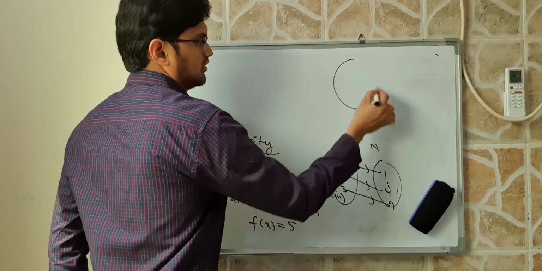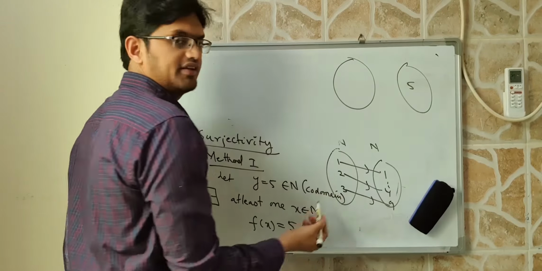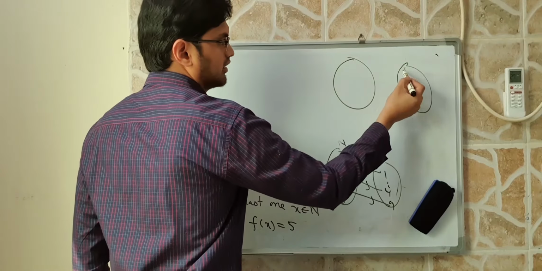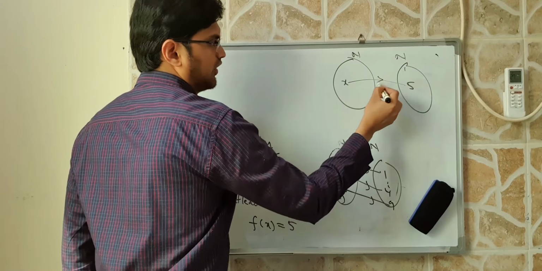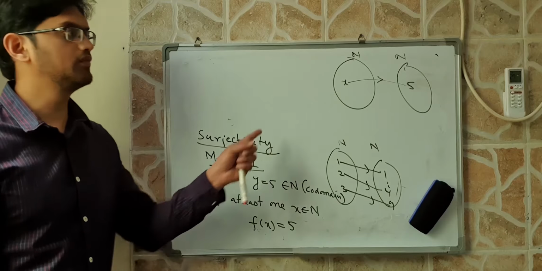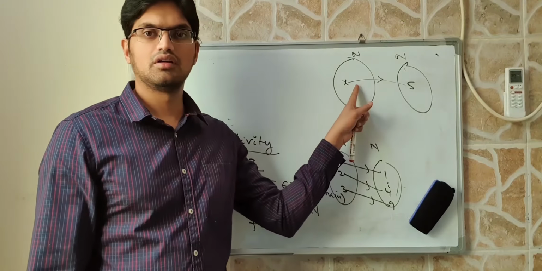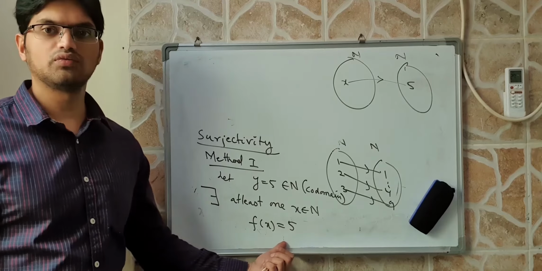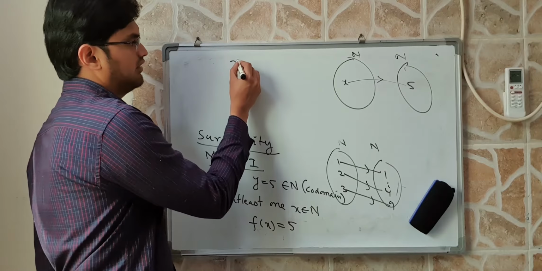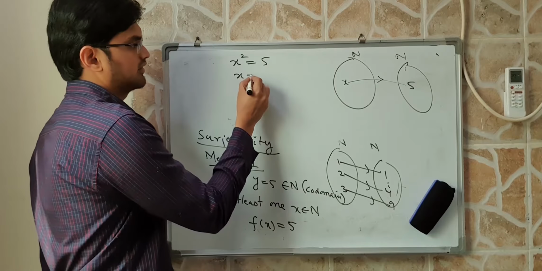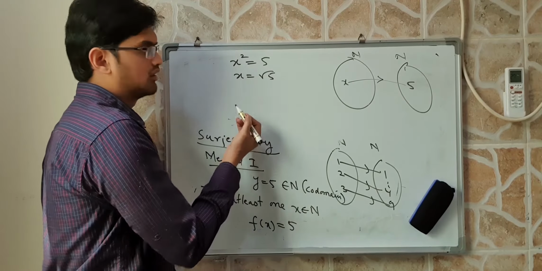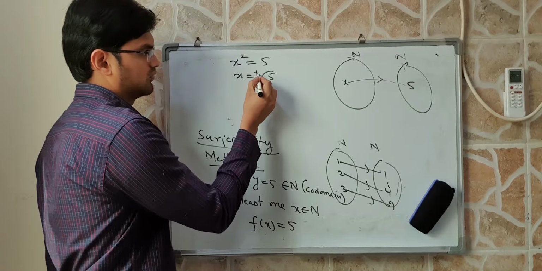See here, if 5 is here, there should be one element x which should map to 5. So I have taken f(x) equal to 5. Then what is f(x) equal to 5? x square is equal to 5. Then what will happen? x is equal to root 5, or we can take plus or minus root 5.